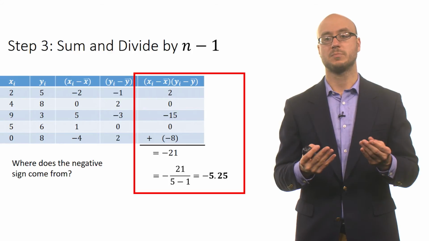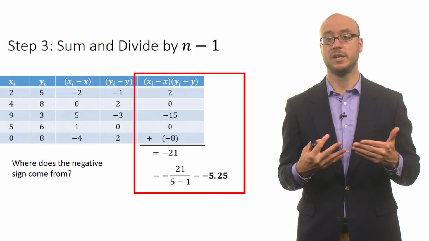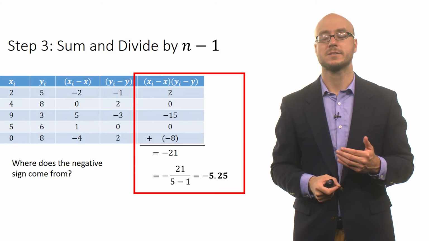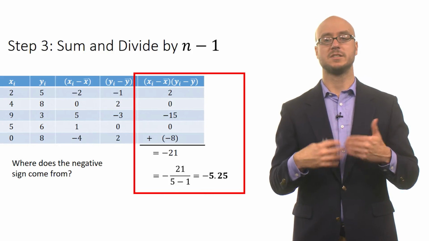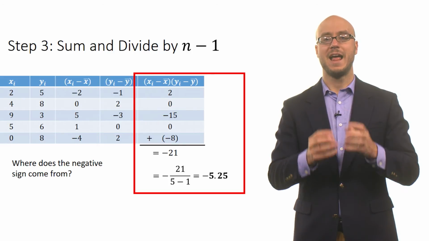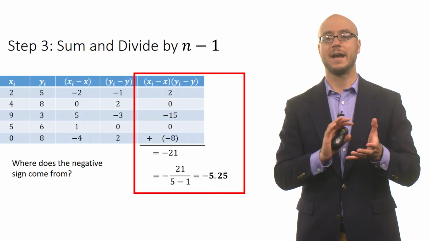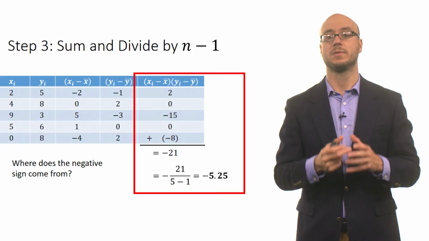That's the sum of the cross products. That's equivalent to using the sigma notation. That's all the sigma notation is telling us to do. It's telling us to add up each of those 5 cross products. And then we divide by n minus 1, which in this case is 5 minus 1, and we get negative 5.25. That is the average of the cross products for x and y. That is the covariance for this sample of data.